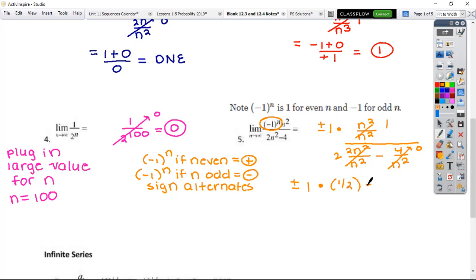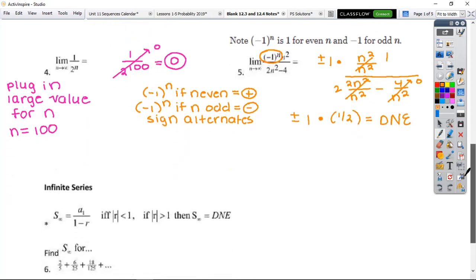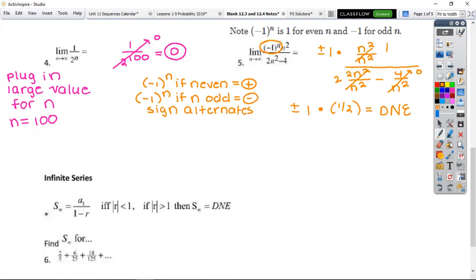Well, this limit does not exist because you're going to alternate signs between your terms. So when you see that -1 to the n, if you want, you could just immediately say it doesn't exist because of those alternating signs. Okay, that case is new to you though. So it doesn't exist because your signs alternate.